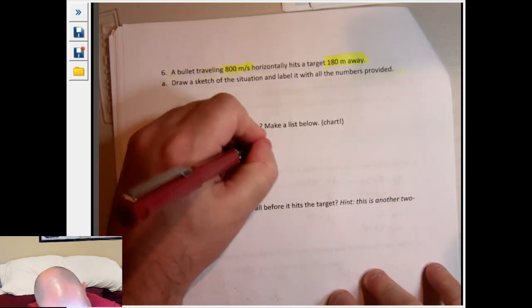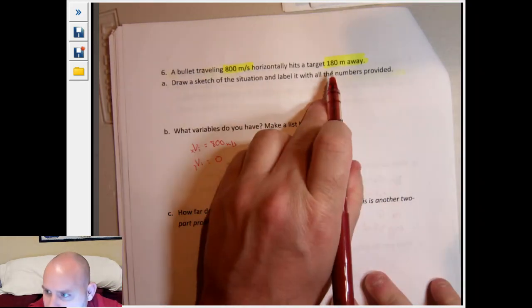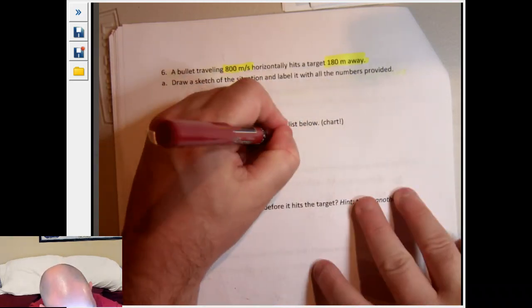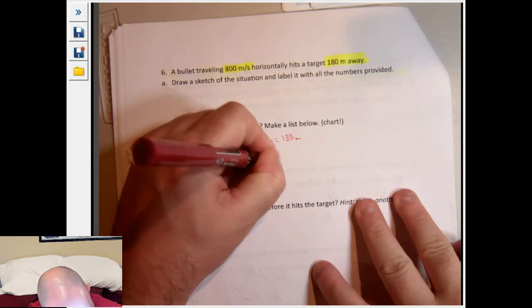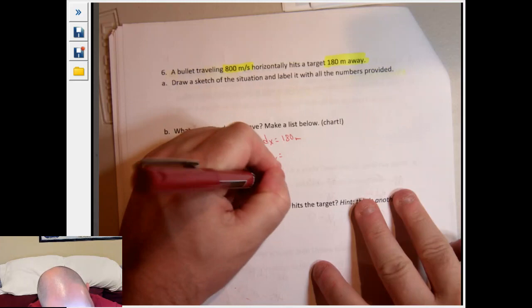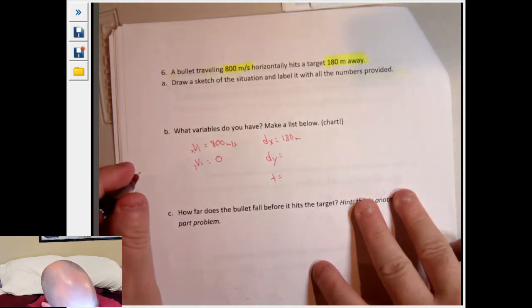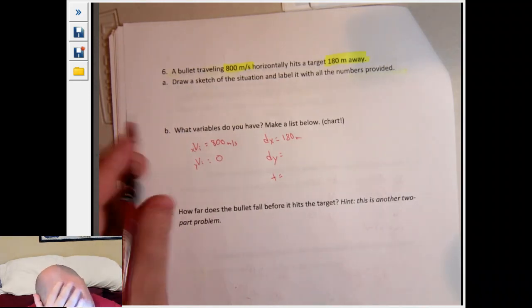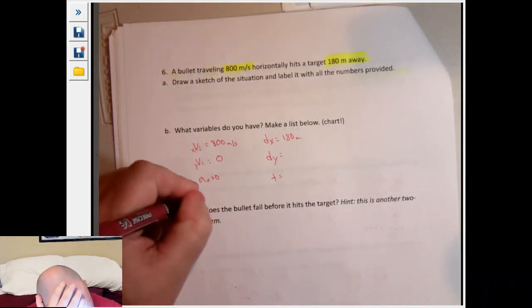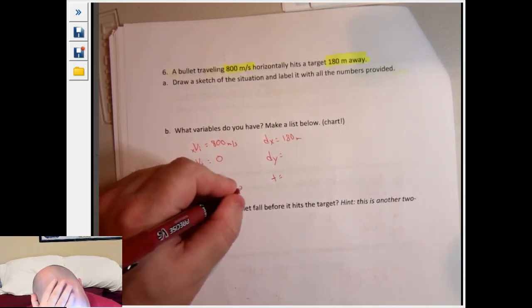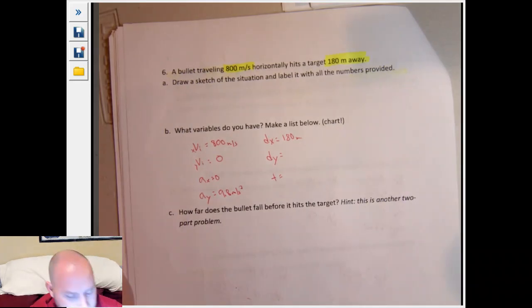My displacement of x, so 180 meters away. So that tells me that is the x. So 180 meters. My y displacement I don't know, but it exists. Time I don't know. And is that it? Displacement, initial velocity, time, acceleration. Acceleration of x is 0. Acceleration of y, as long as we're on Earth, is 9.8 meters per second squared. Cool. So I've got all my stuff. Easy money.